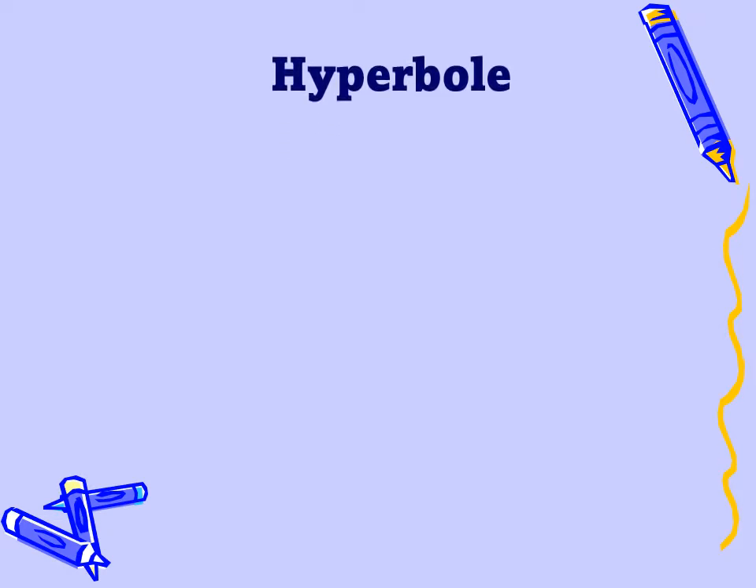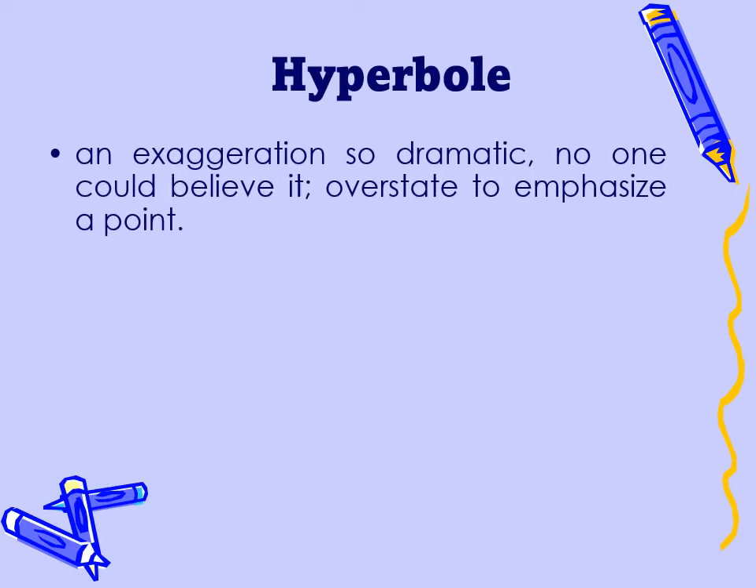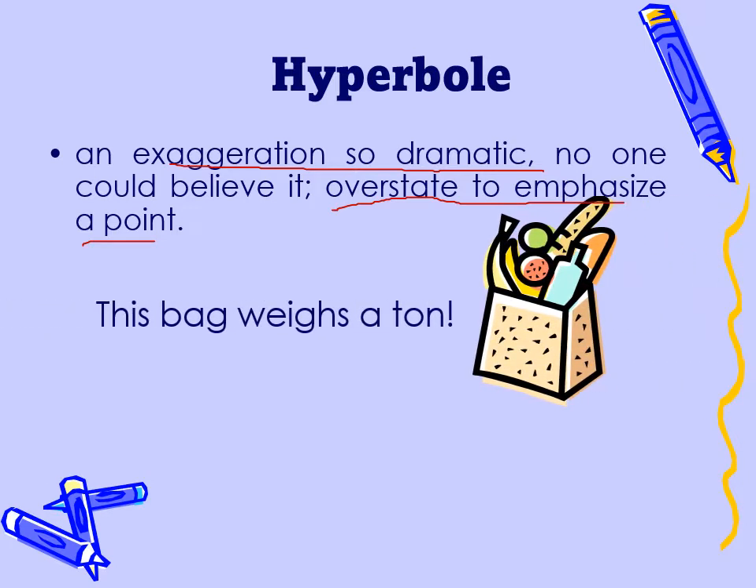Next one, we have hyperbole. So hyperbole is an exaggeration so dramatic no one could believe it. Or, in other words, an overstatement to emphasize a point. So let's have an example. This bag weighs a ton. All right. So it's not necessarily that this bag really weighs a ton, but it simply means that this bag is so heavy. All right. That is hyperbole. So weighs a ton is an exaggeration to say that the bag is heavy.